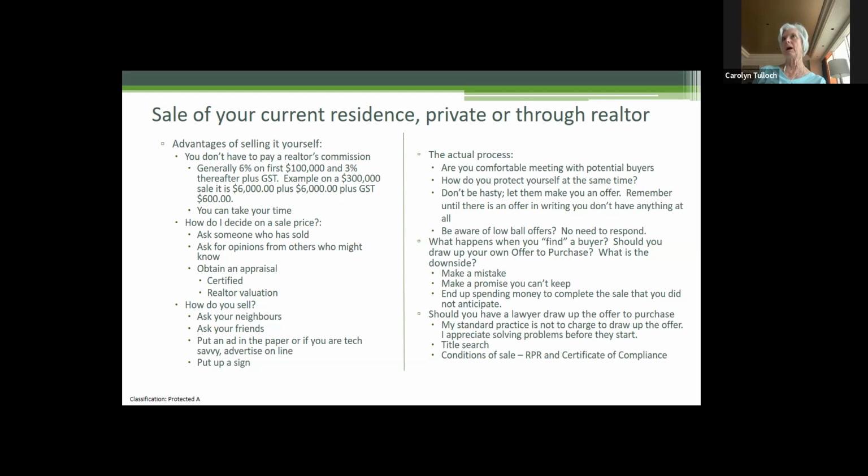Whether you're selling or buying, my recommendation to you is that you let your lawyer review the offer to purchase. We're not there to cause trouble. We're there to prevent trouble. So it is a good idea to go and have your lawyer look at it. Generally, in 5 minutes, I can look at an offer to purchase and see whether or not there are pitfalls, and I can get them corrected right at the very beginning of the transaction.